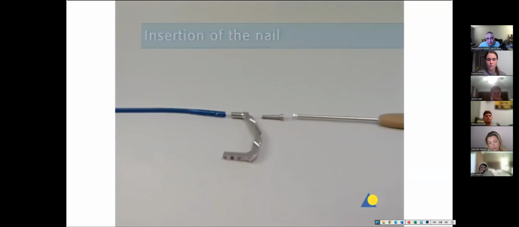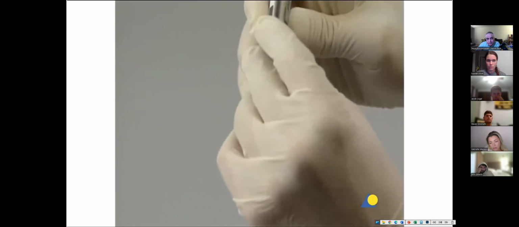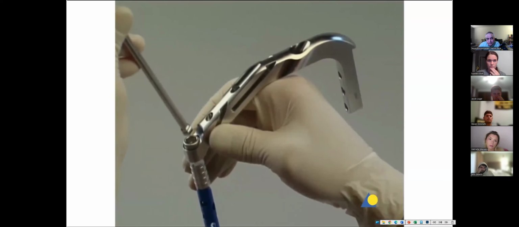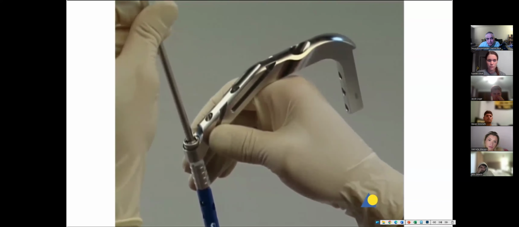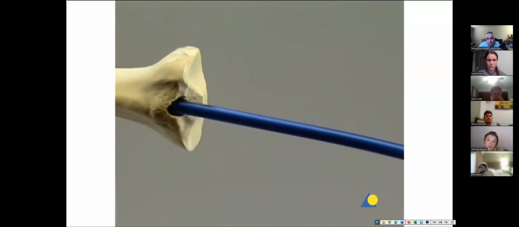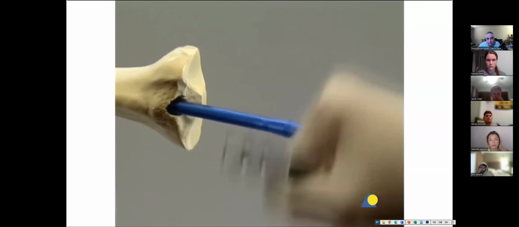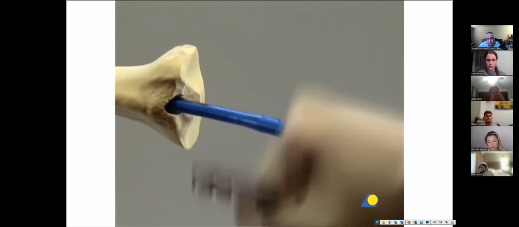The insertion handle is directed anteriorly, and the tongue of the handle is matched to the notch in the nail. The connecting screw is placed through the insertion handle and is threaded into the nail using the hexagonal screwdriver with spherical head. With the insertion handle, the nail is introduced into the medullary canal. Slight rotational movements can help the insertion.